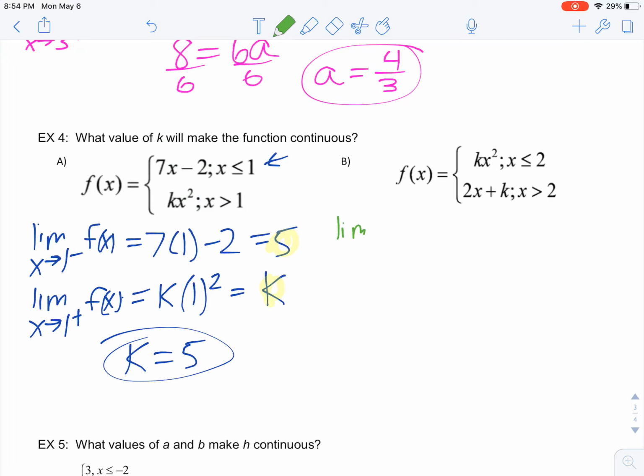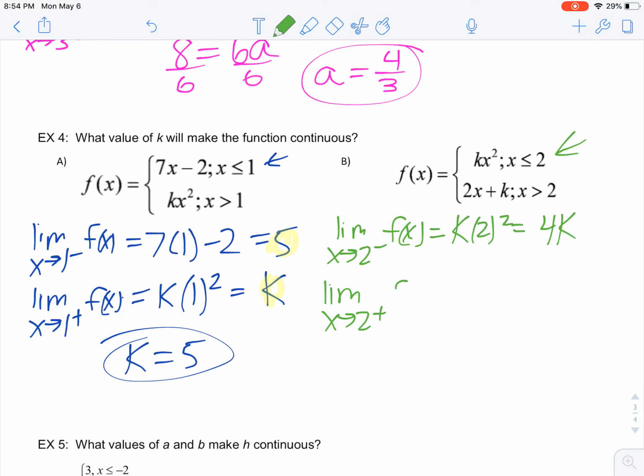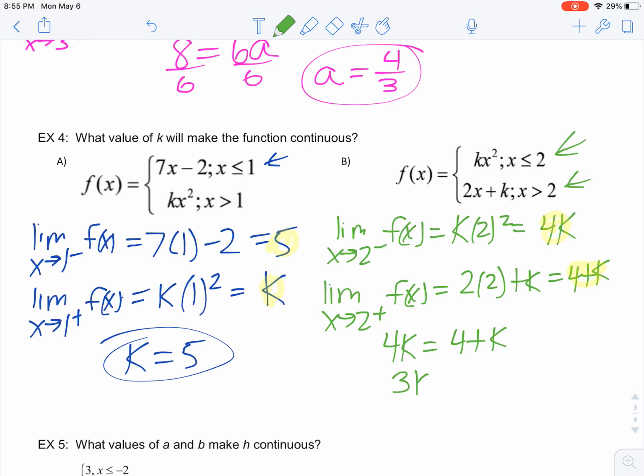Okay, letter B. Limit as x approaches 2 from the left of f of x is going to be k times 2 squared, which is 4k. Limit as x approaches 2 from the right of f of x equals 2 times 2 plus k. That's this one right here, which is 4 plus k. Set them equal to each other. 4k equals 4 plus k. 3k equals 4, so k equals 4/3.